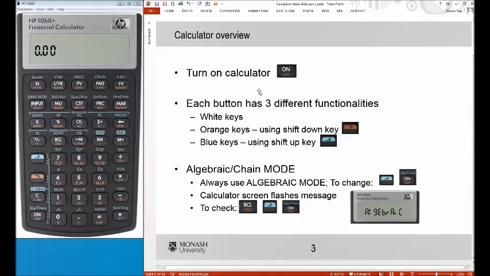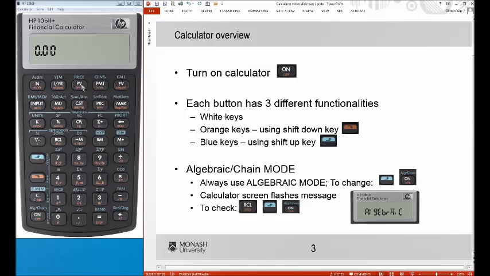Let's get started with the overview. First of all, to turn on the calculator, press the on button, which is the leftmost button of the bottom row. As you may have already noticed, each of the calculator key buttons has 3 different colors of wording representing 3 different functionalities. White keys are the primary function of the calculator.